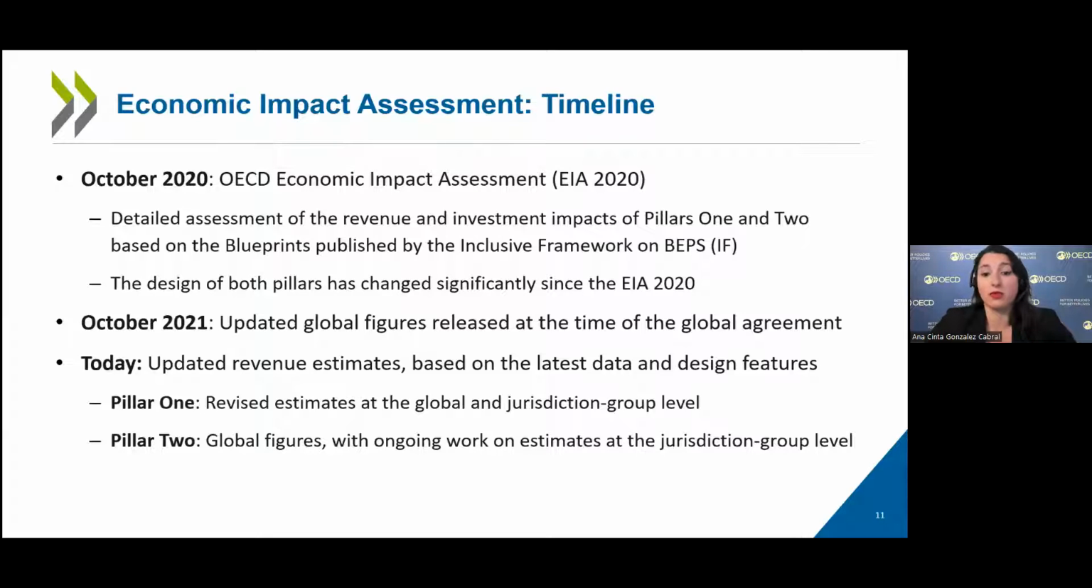and this has motivated the need to really update and revisit the figures in terms of revenues that were produced earlier on. Today, we will present to you updated revenue estimates that are based on the latest agreed design features of both pillars. And in this presentation, as you have just heard, you will find updated revenue figures for Pillar 1 at the global and jurisdictional level, and only global figures for Pillar 2. And we will discuss a bit more in detail as we go along the work that is currently being undertaken to arrive at jurisdiction group results also for Pillar 2.